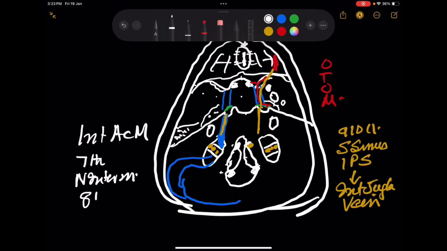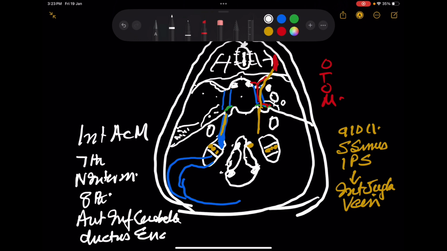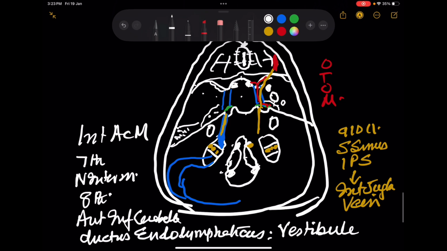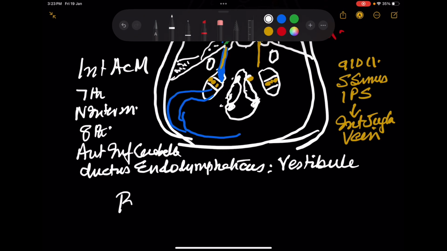Then the 8th nerve, which is the vestibulocochlear, the anterior inferior cerebellar artery, and the ductus endolymphaticus, which supplies the fluid to the vestibule of the internal ear. So if this is blocked, there is a rise in pressure in the internal ear, and you can have what is called benign positional vertigo.